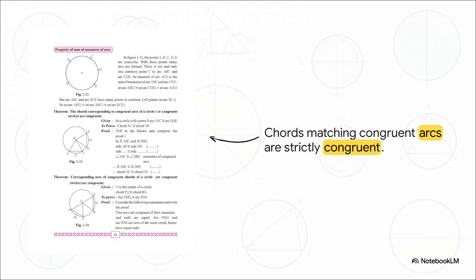And this brings us to a really beautiful connection between straight lines and curves. We have two very powerful theorems here. First, if you have two congruent arcs, the chords connecting their endpoints, those straight line segments, are also going to be perfectly congruent. And the exact reverse is true as well. Arcs corresponding to congruent chords are congruent themselves. It is like a perfect geometric mirror, bridging the gap between curved edges and straight lines inside our circle.